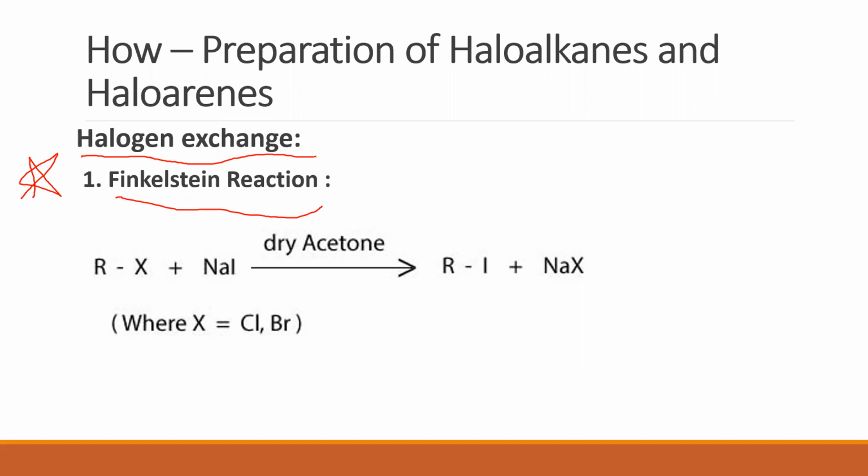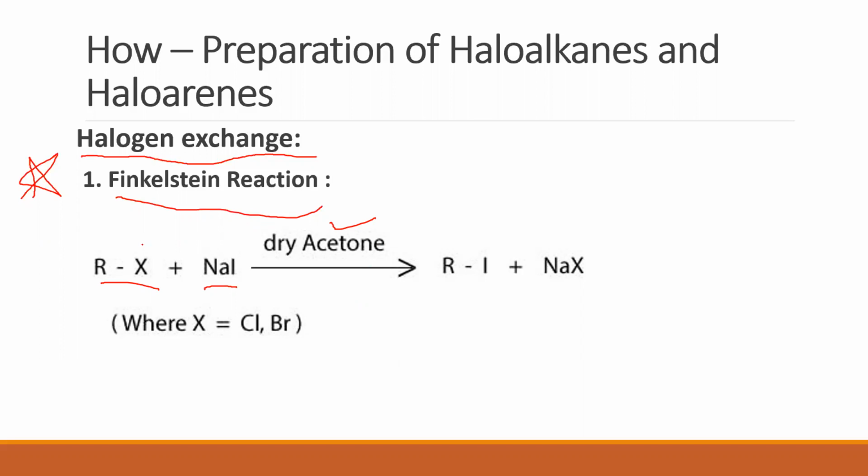You're familiar with exchanging your mobile phones, right? You give your old mobile phone and you get a new mobile phone under the exchange rules. Same way here, it is halogen exchange, which means one halogen is exchanged by another halogen during the course of this reaction. What happens in Finkelstein reaction? In Finkelstein reaction, an alkyl halide RX is made to react with NaI, sodium iodide, in the presence of dry acetone, as a solvent.